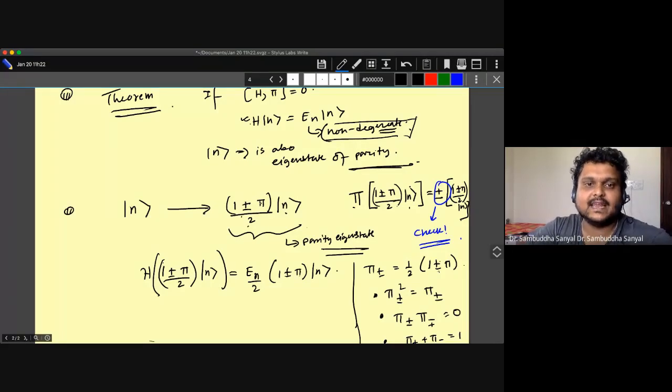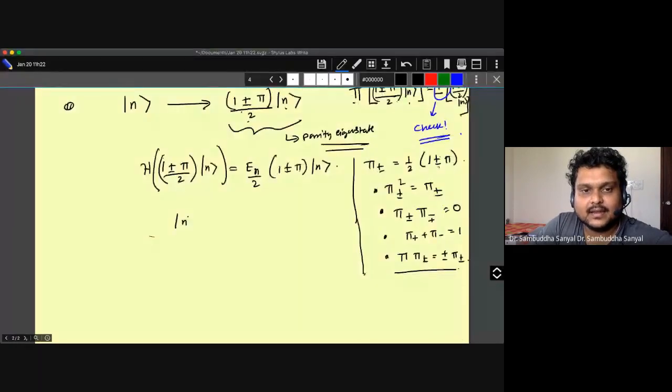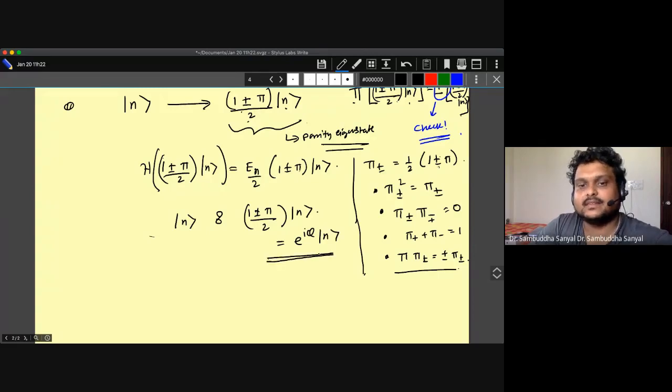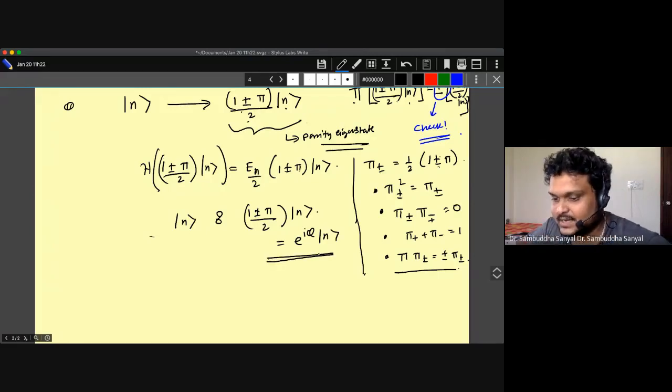So that means |n> and these are the same state. This is only possible if |n> and (1 ± pi)|n>/2 are the same state. So that means this can be written as at maximum e to the power i phi_n. So that's the definition of two states being the same state.